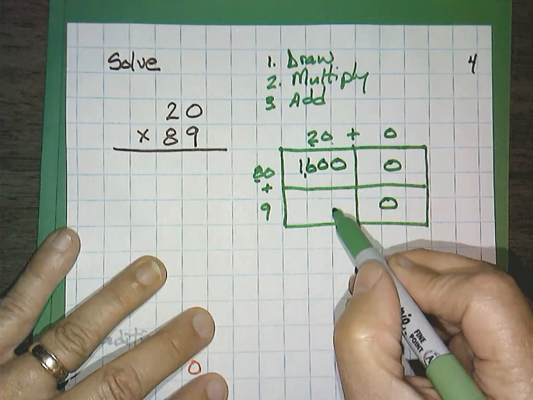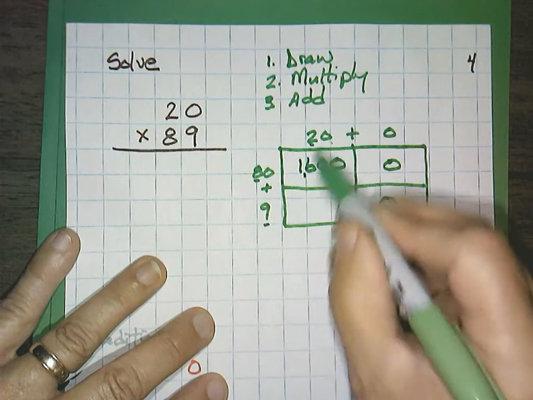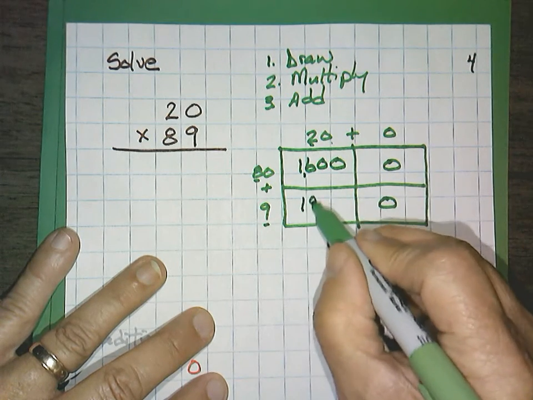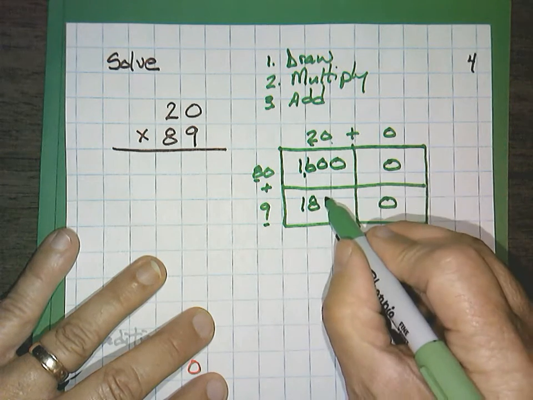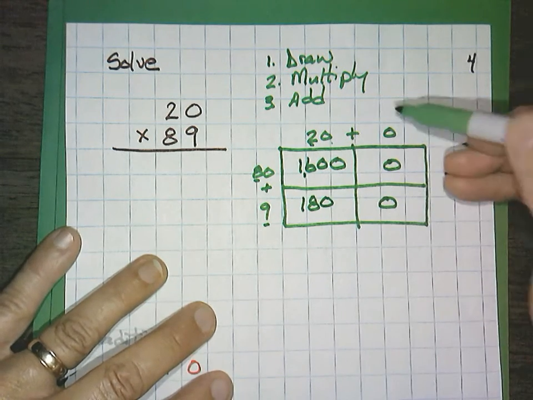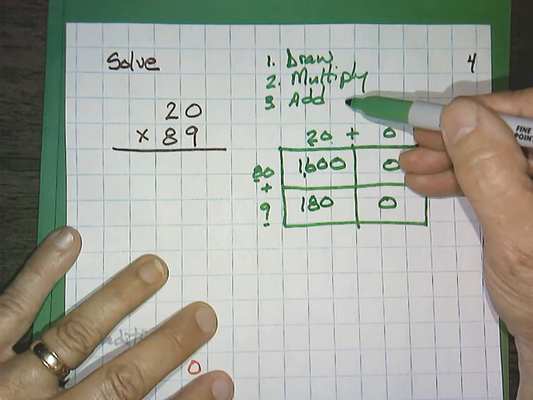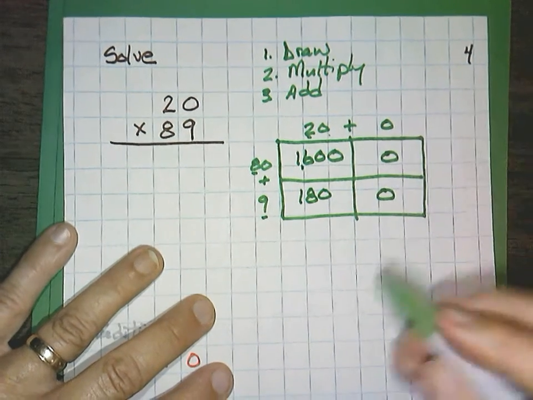And 9 times 20. Remember, you can just go 9 times 2. Well, that would be 18. And then count your zeros. 1 and write your zeros. So that takes care of the multiplying. Now we're going to add. In this case, we have only 2, which is great.